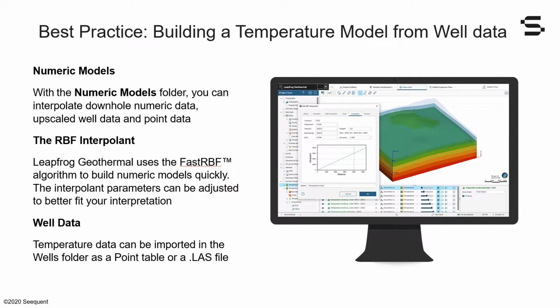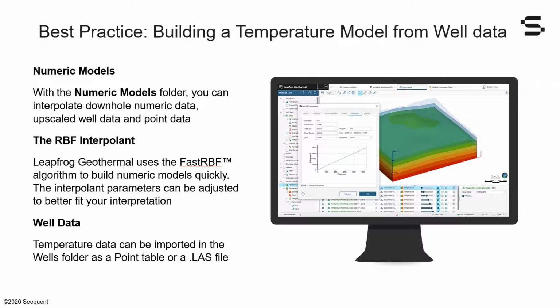To build models from numeric values, such as temperature data in Leapfrog Geothermal, we use the Numeric Models folder located in the project tree. This tool can be used to interpolate numeric and upscaled well data, but also point data. It can be used for a variety of datasets, for example for pressure data, chemical species concentration, geophysical logs, and more. In this video, we will use it to build a temperature model from well data.